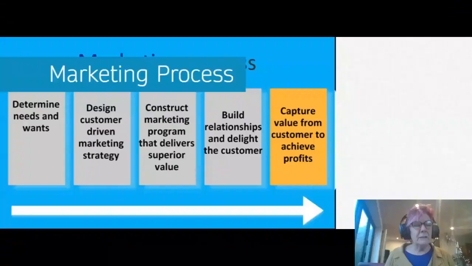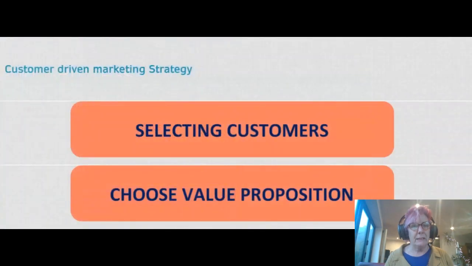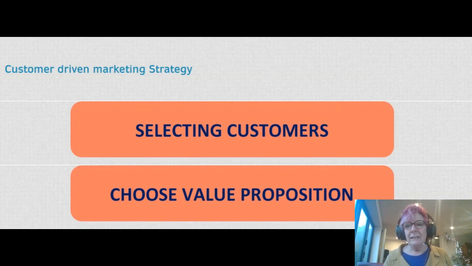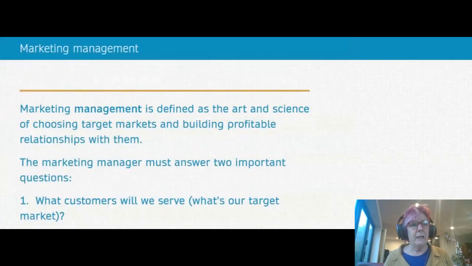In our last video, we looked at the importance for businesses of determining the needs and wants of their consumers. In this video, we're going to look at the remaining steps in the marketing process. The first one of those is to determine a customer-driven marketing strategy, and we can break this down into two parts. The first is that businesses need to select which customers they are going to target, and once they've done that, they need to choose the value proposition that they will offer those customers. So it's marketing management that needs to do these things.